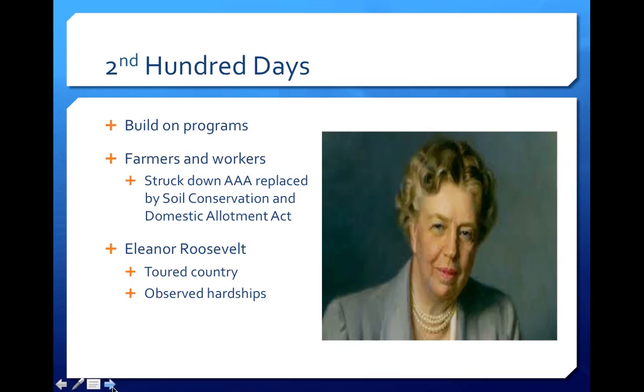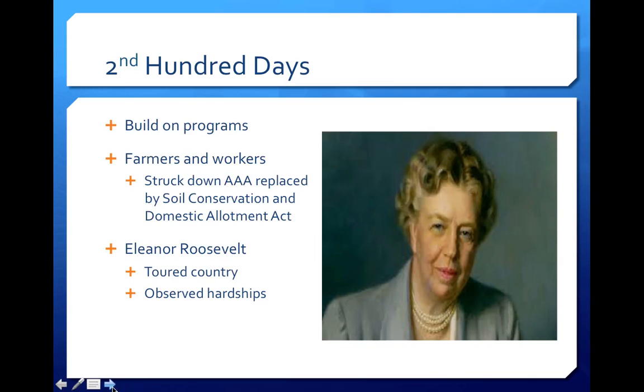His wife, Eleanor Roosevelt, had traveled the country, and through her traveling the country, for the first time a president's wife observed the social conditions and the harsh conditions and the suffering the nation's people were under, and she really urges her husband to make change.